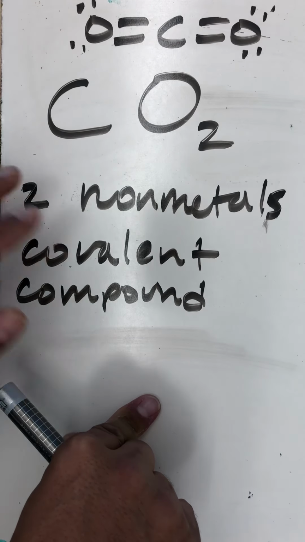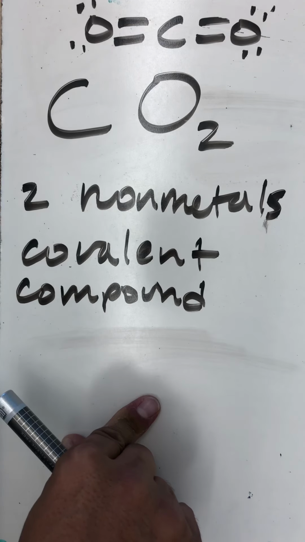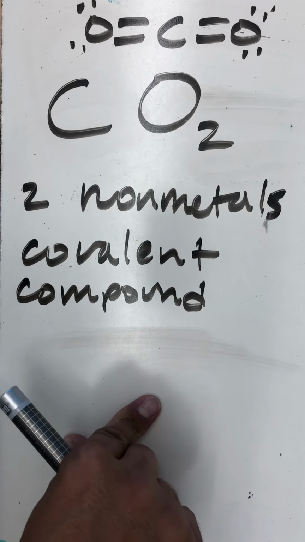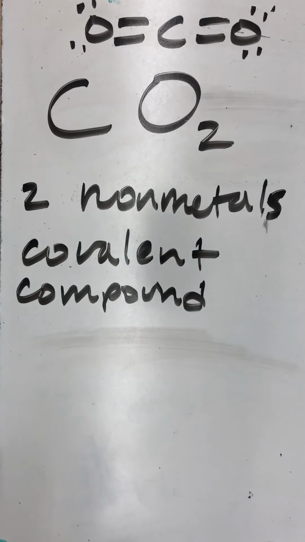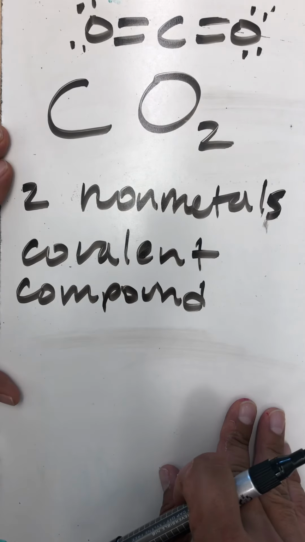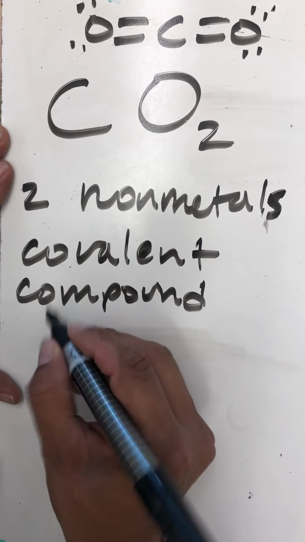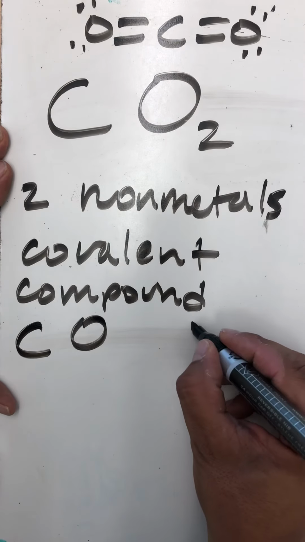Covalent compounds happen between two nonmetals. They both have very similar electronegativity, so they share electrons because they both want to keep them. So when you have two nonmetals, it's a covalent compound. And what you have to do when you have covalent compounds is say how many of each type of atom you have. Because you could have something like CO and CO2.